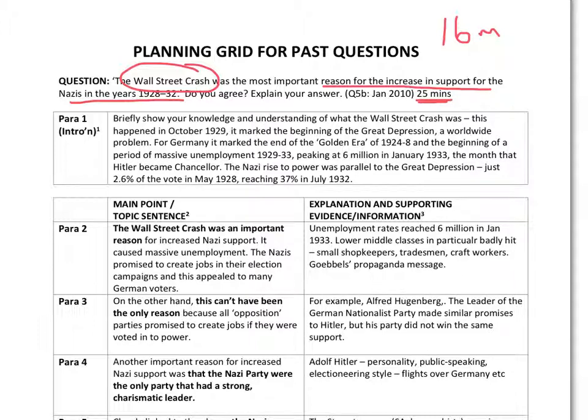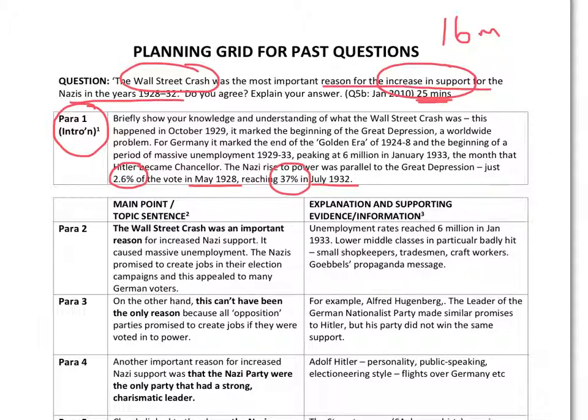As always, in your introduction, show understanding of what the question is about. Put the question into context. So clearly, if the question is about the increase in support for the Nazis between 1928 and 1932, then you need to show knowledge of that increase in the introduction. So you should clearly see that the introduction mentions that in May 1928 the Nazis only had 2.6% of the vote. By July 1932 they had 37% of the vote.